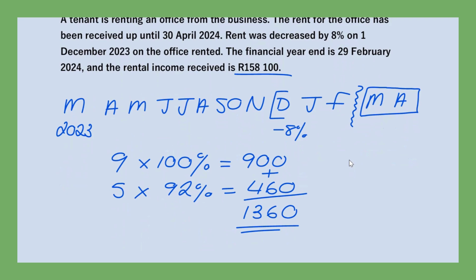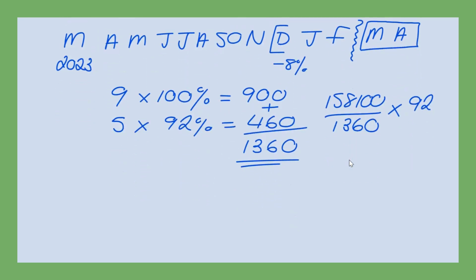So we are at the moment at 158,100, which is the total rent received. So we will divide that by 1,360. What do we want to know? We want to know the 92%. So we're going to times by 92 because March and April are 92% rents. Okay, fantastic. So let's put that in the calculator.